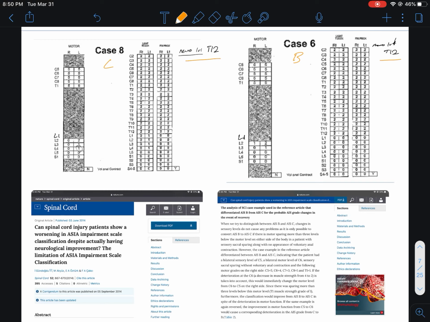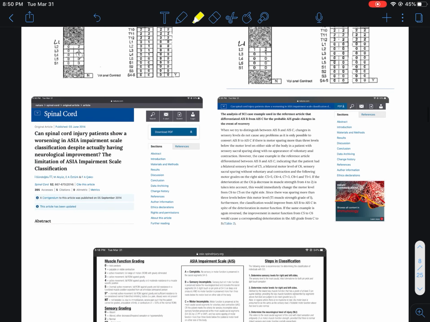After doing all those other considerations for just general ASIA impairment scales, like what's the motor and sensory level, whether or not it's incomplete or complete, we need to look at a few quotes that I found and something from the ASIA impairment scale itself that I think helps clarify some things. So I found this article that details a lot about what the ASIA impairment scale is, but most importantly, distinguishing between ASIA B and ASIA C.